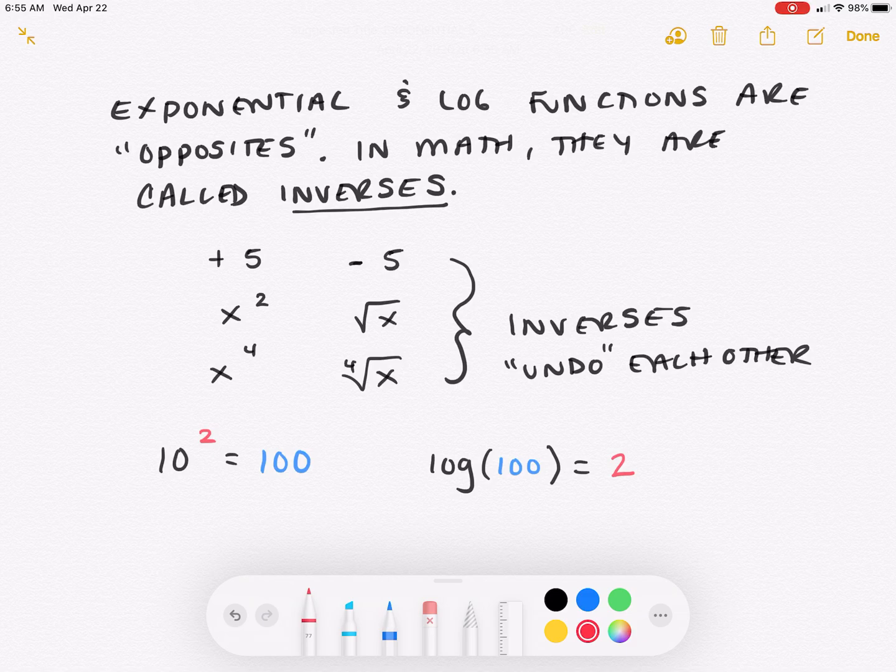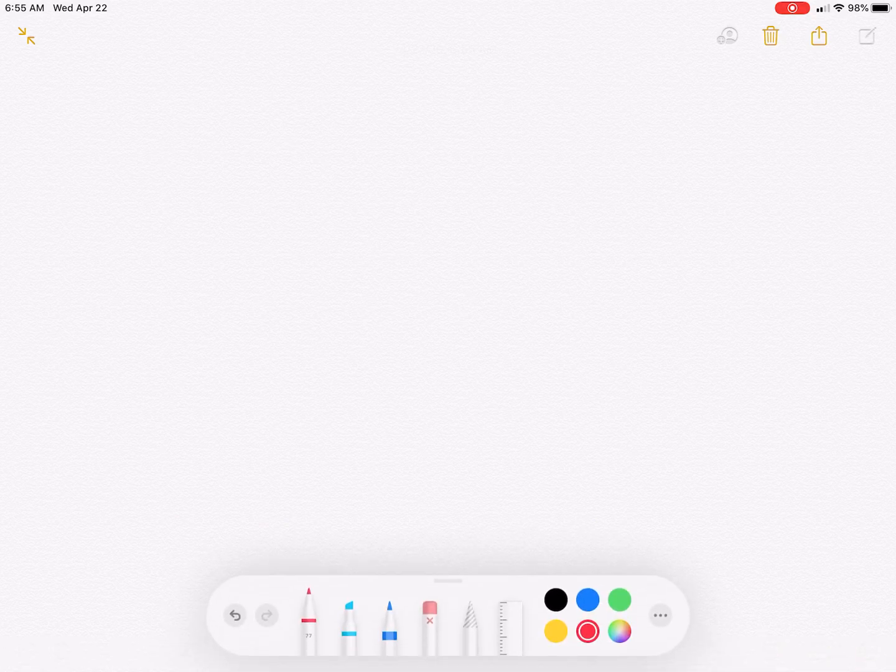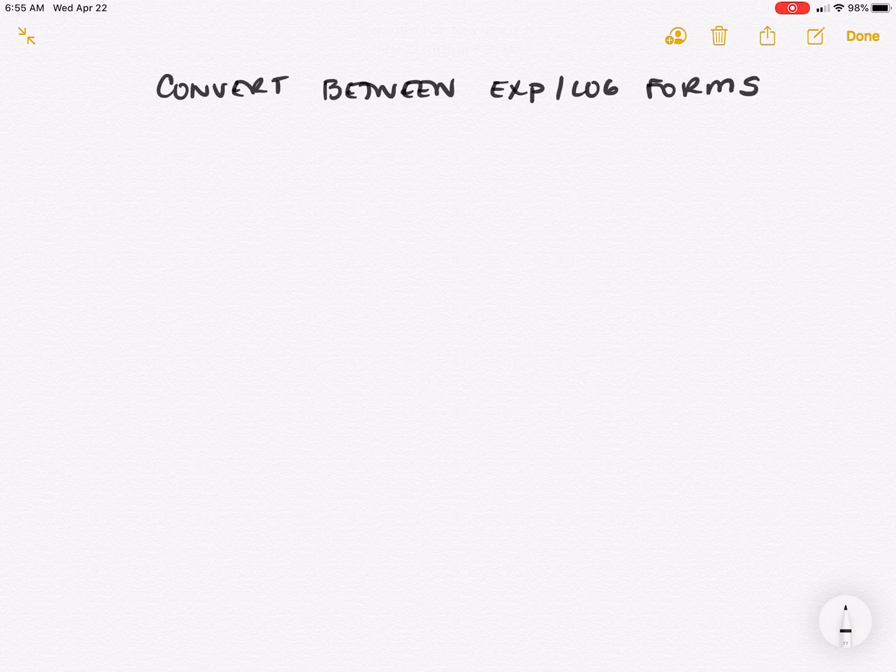What we need to learn is how to convert between exponent form and log form, which is what I want us to do next. This is probably going to be one of the most basic skills, but definitely the most important. We are going to convert between exponential and log forms, and we're going to make a big table. In our table, we are going to have exponent form and log form.